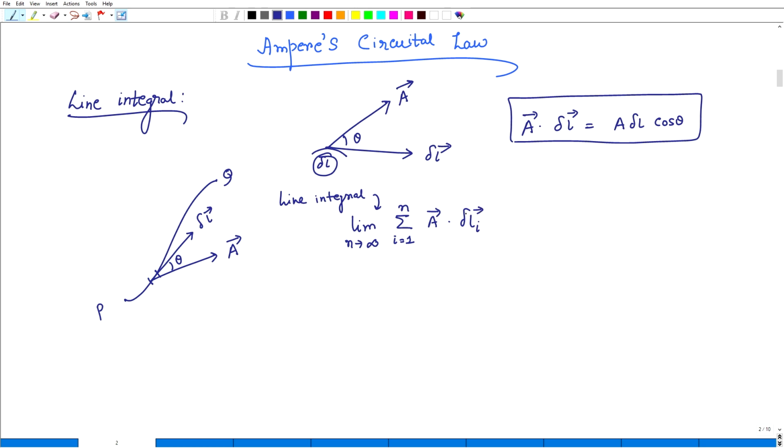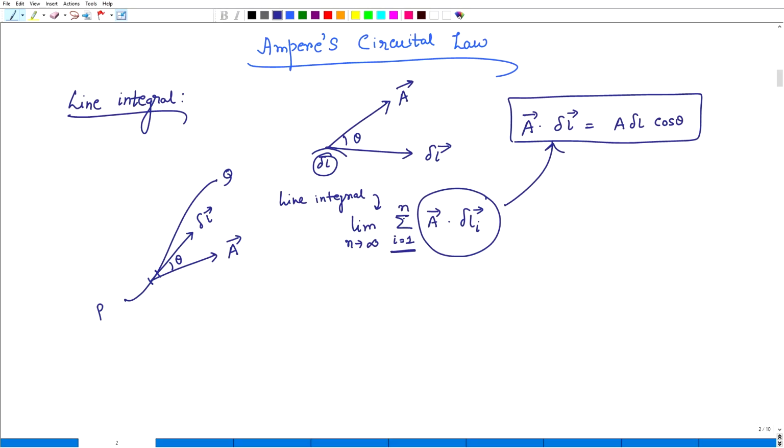Okay. Why? This part is this one. For that small dl part, now we can break our total length from P to Q in n parts. So, the summation appears from i equals 1 to n. Now, if this n tends to infinity, that means essentially we have broken our total path into infinite number of small dl lengths. So, that is why this will be our total line integral.